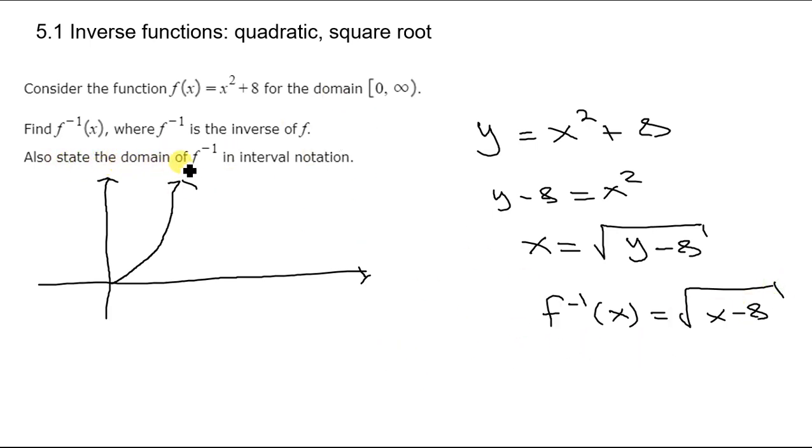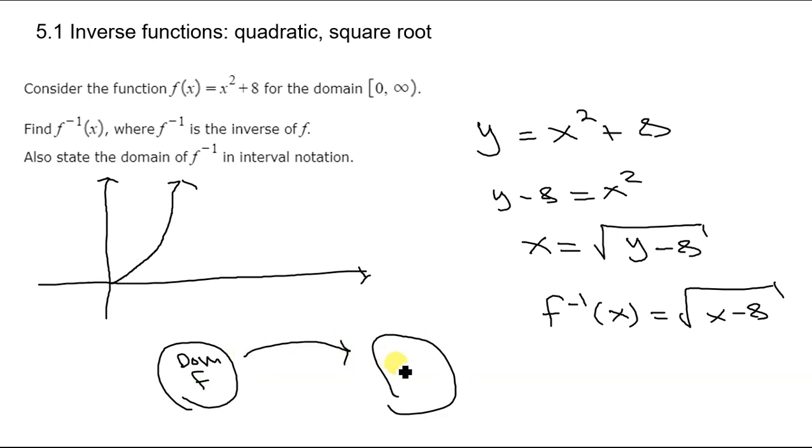Now, what is the domain of f inverse? Recall this picture. If this was the domain of f, f takes that to the range of f, but then f inverse eats numbers and spits out numbers in the domain of f. The range of f is the domain of f inverse. The domain of f is the range of f inverse. And so if we know what the range of f is, that would be from 0 to positive infinity.